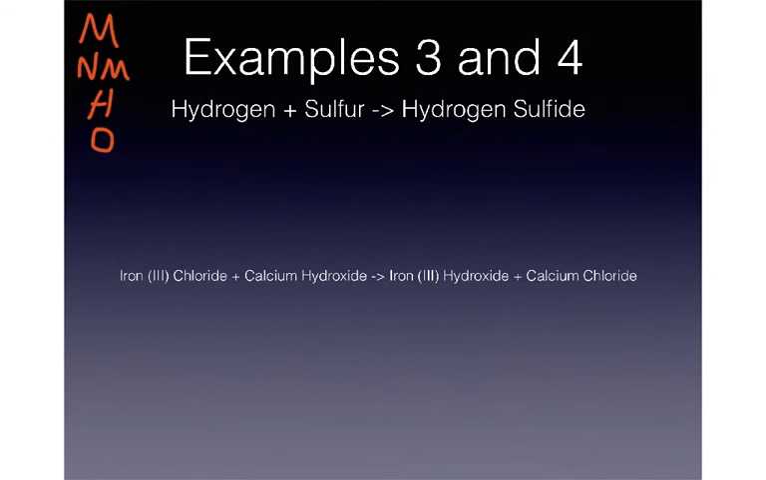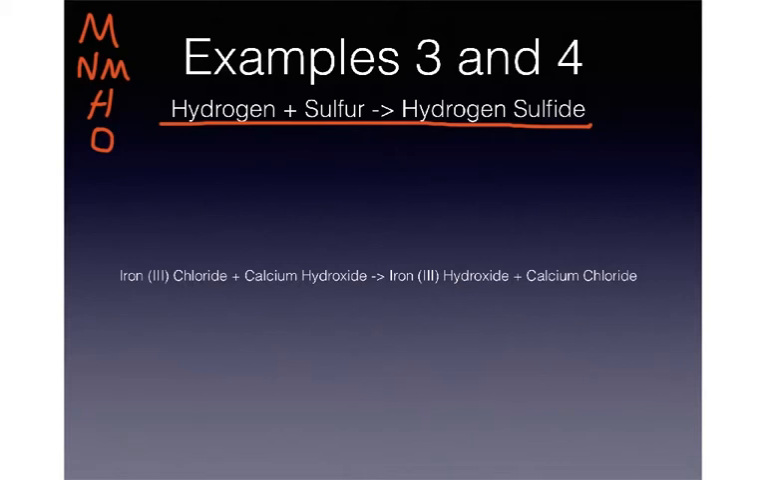Now on to example 3. This question is asking us for hydrogen plus sulfur turns into hydrogen sulfide. Well, let's turn that into a chemical equation, because that's usually the thing that we use, and that's the thing that will help us get a clearer picture of how to balance.